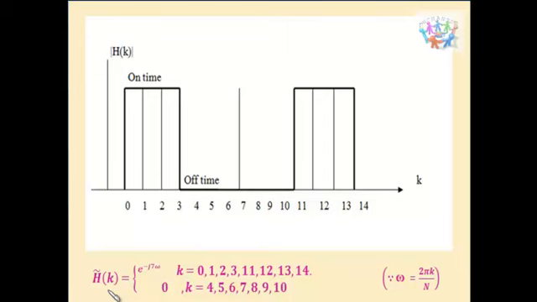Now like I said, the general formula is e power minus j alpha omega. So we found the value of alpha to be 7. So substituting that, we will get h of k is equal to e power minus j 7 omega, and for this the k values will be 0, 1, 2, 3, 11, 12, 13, 14, and for 0 it will be 4, 5, 6, 7, 8, 9 and 10.